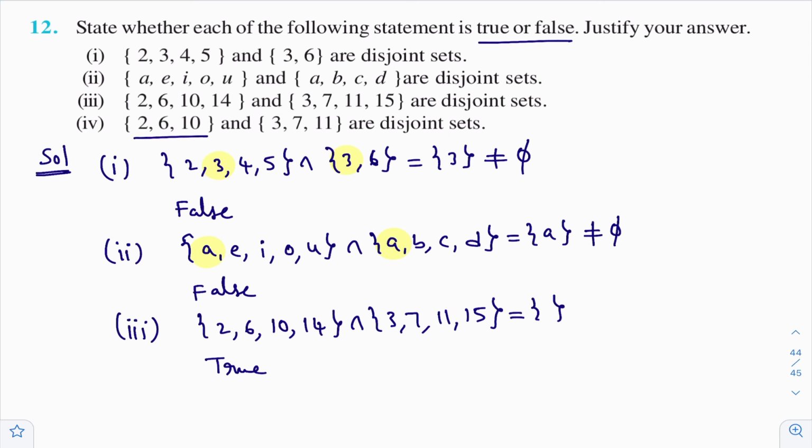Similarly, you do the fourth bit. You observe here {2, 6, 10} and {3, 7, 11}. When we do their intersection, we will get the empty set only. So obviously these sets are disjoint sets, and we can easily say that this statement is true. I want you to try that problem.